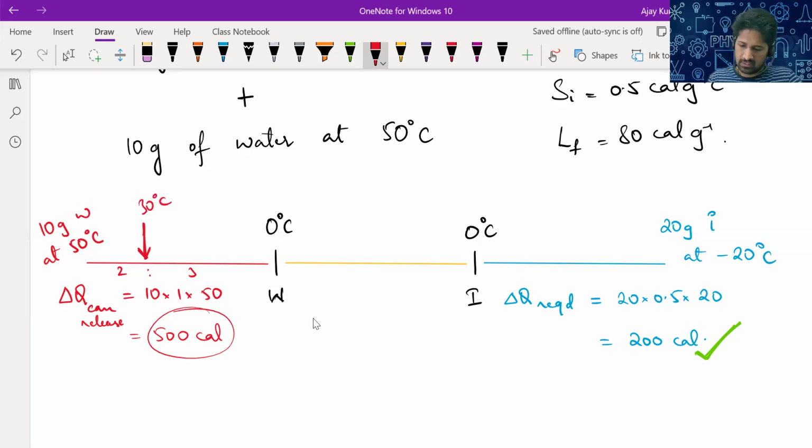It would have come to 30 degrees. That much we can say. By the time ice comes to 0, water has only come to 30 degrees. Okay. Now we will look for the second stage on that side. Second stage on that side is ice at 0 converting to water at 0.